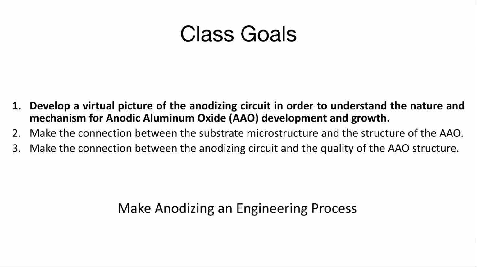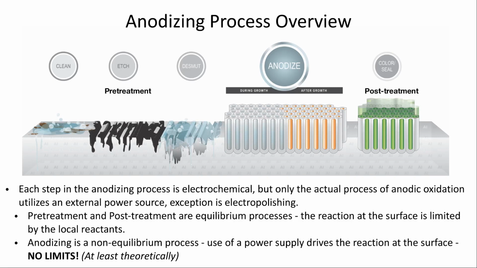So let's jump into our class goals and get right into developing the picture of the anodizing circuit. If we look at anodizing as an overview, and this eliminates all the rinses, which are possibly the most important part of the anodizing process in general, we can compartmentalize the process into three basic sections: pre-treatment, anodizing, and post-treatment. Every step is electrochemical, but only the actual process of anodic oxidation utilizes an external power source, with the exception of electropolishing.